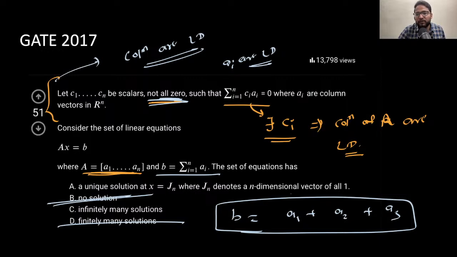They are saying there is a unique solution at x equal to Jn, where Jn is the n-dimensional vector of ones. But x equal to 1 1 1 is a solution, but it is not a unique solution; there are other solutions also. So that's why C is the correct answer. Let me know if you have understood this.